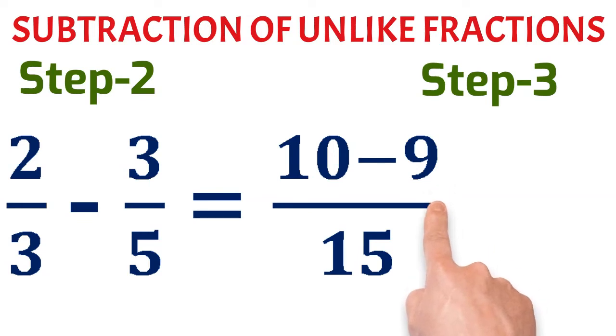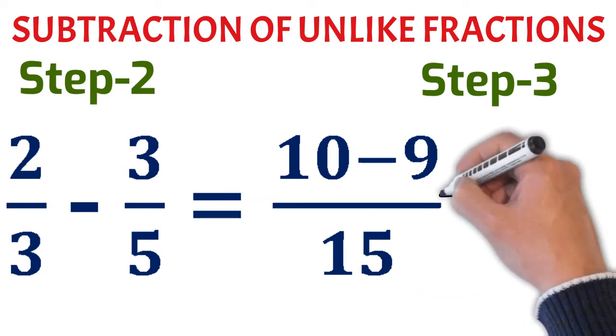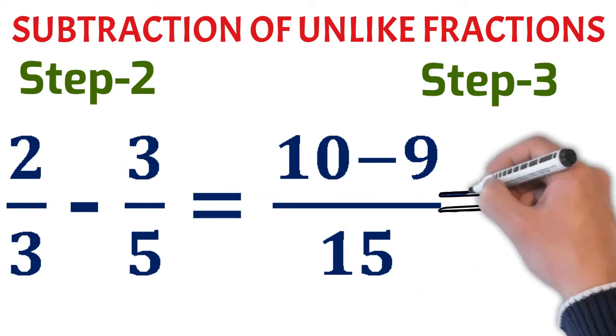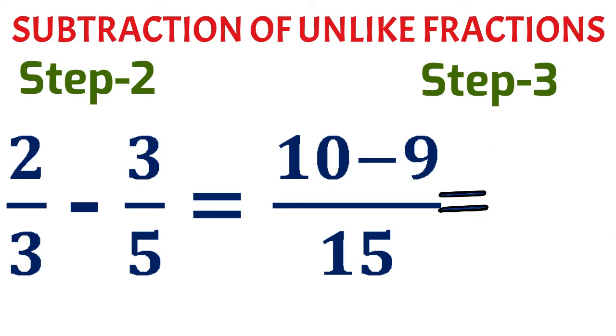Step 3. Now we get the difference of numerators, that is 1, and we get 2 by 3 minus 3 by 5 equals 1 by 15.